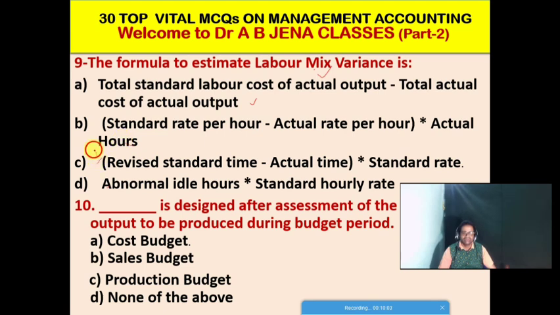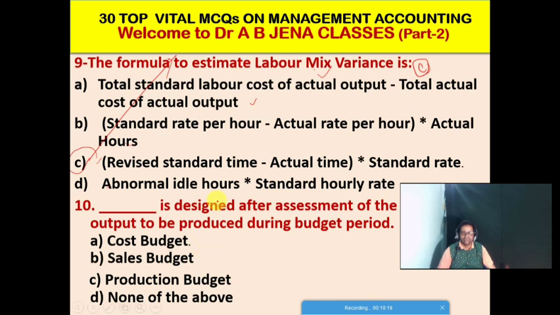Friends, here C is the right option. The formula to estimate the labor mix variance is the revised standard time minus actual time into standard rate. So C is the right option for this MCQ.